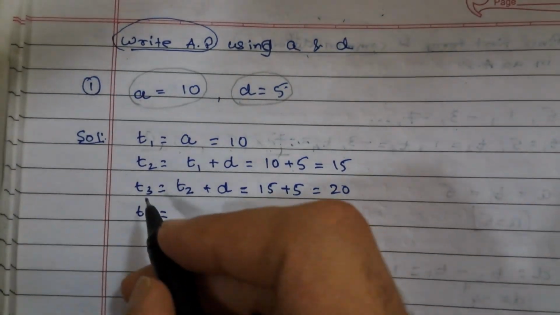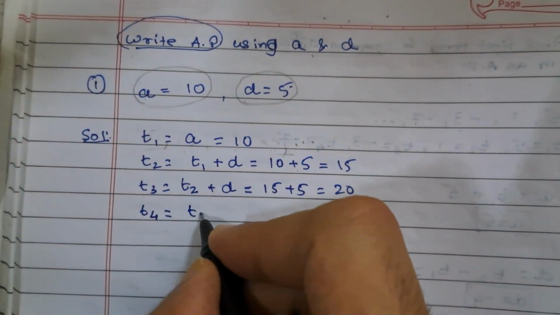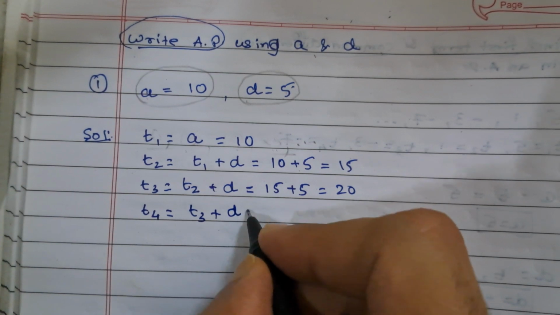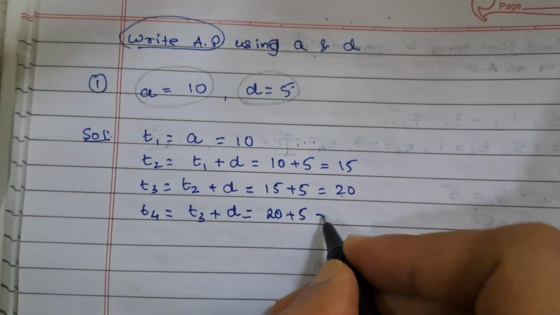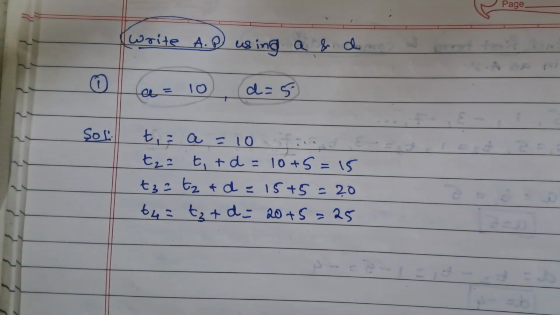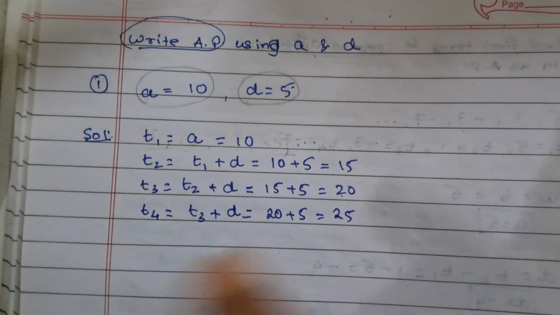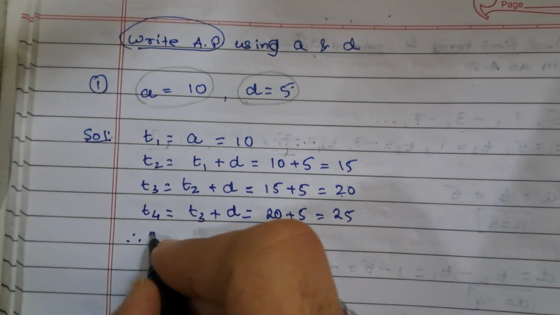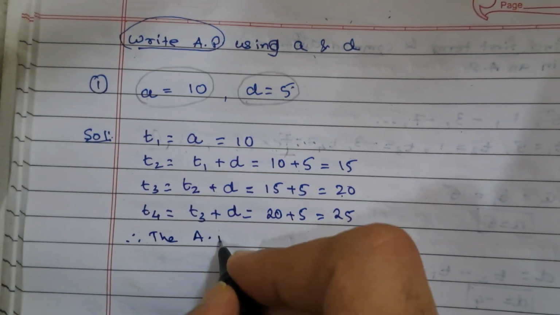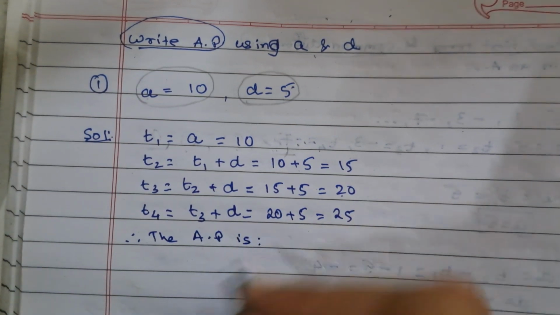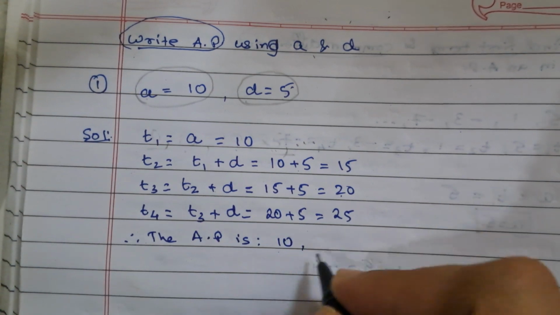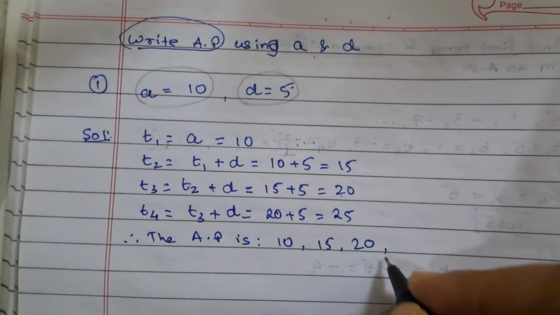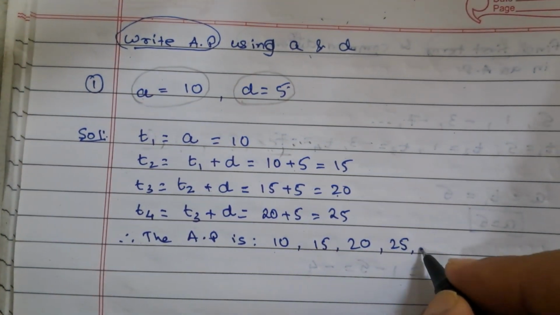And finally, if I want one more number, T4, what should I do? You are right. I will pick the previous number, that is T3. On top of that, I will add the difference D. So it is nothing else but 20 plus 5. So it will give me 25. Here we go. We have 4 numbers. So let me write. Therefore, the AP is, they want the sequence, right? So let's write the sequence and give it to them. We will start with 10, then 15, then 20, then 25, and then comma, dot, dot, dot.